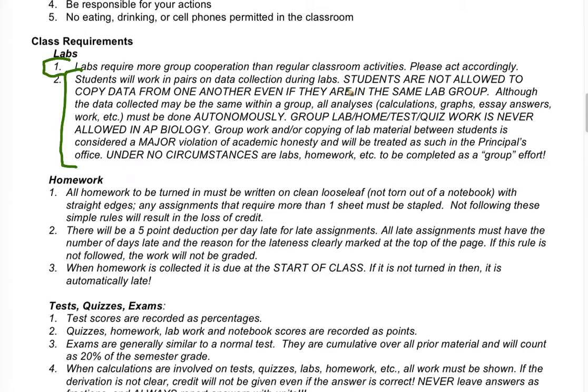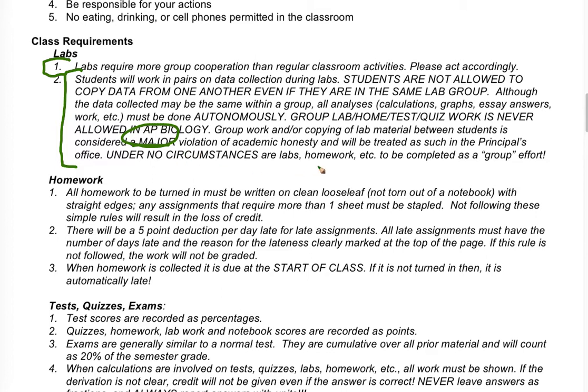It says here in all caps, students are not allowed to copy data from one another, even if they are in the same lab group. Although the data collection may be the same within a group, all analyses, calculations, graph, essay answers, work, etc. must be done autonomously. Group lab, home, test, or quiz work is never allowed in AP Biology. Group work and or copying of lab material between students is considered a major violation of academic honesty and will be treated as such in the principal's office.